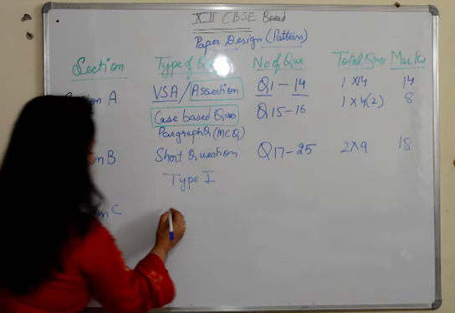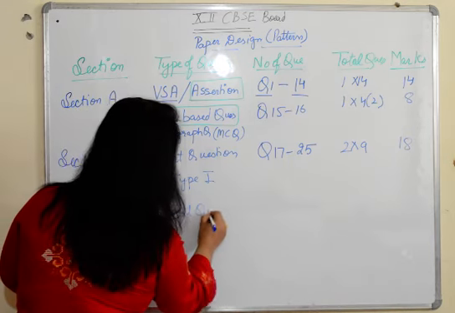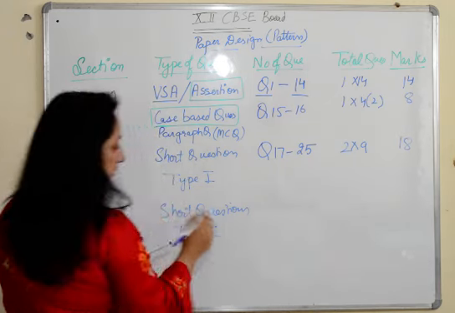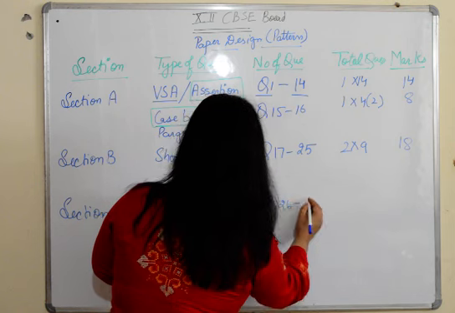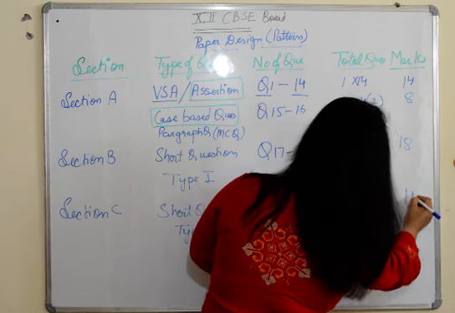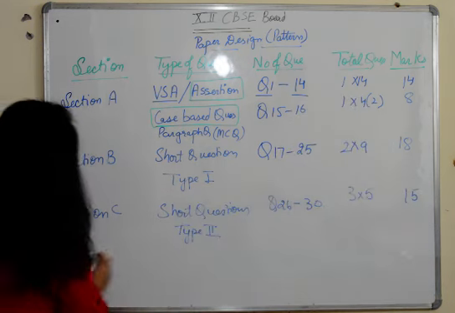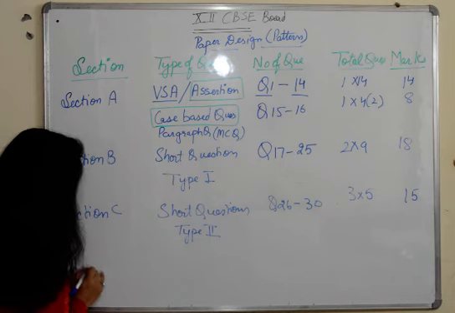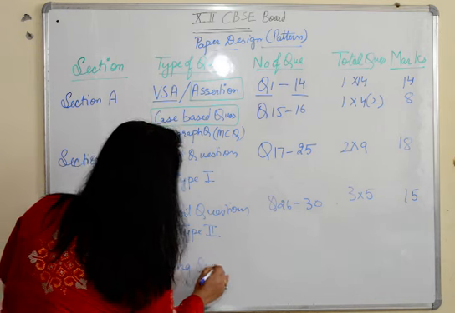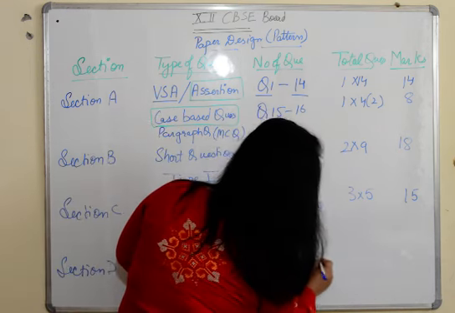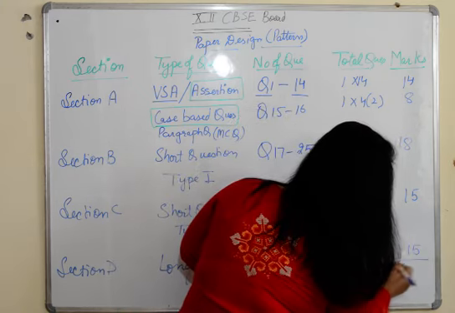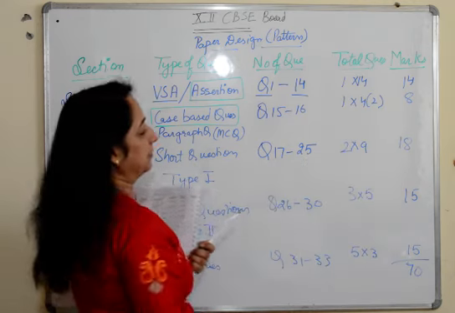Again, section C. Short questions type 2, that is 3 markers, starts from question number 26 to question number 30. Last section, obviously the long answer ones, long questions. Question number 31 to 33, 5 marks each, and you have 15. That makes a total of 70.